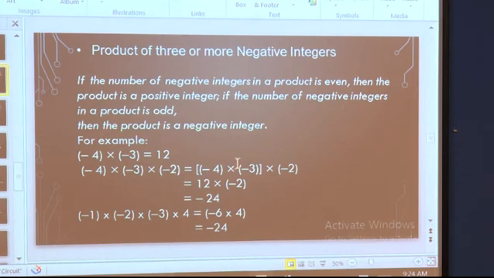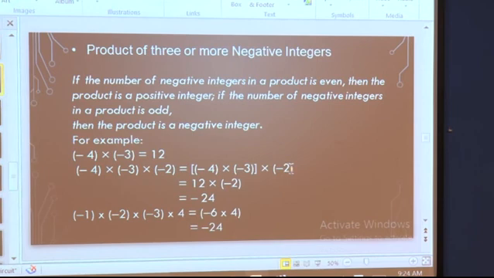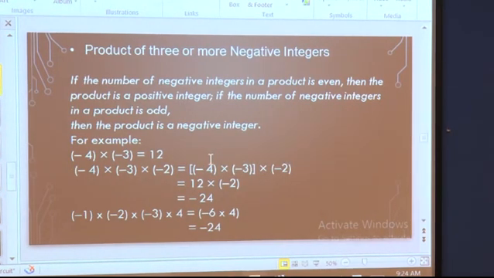So we will make a grouping of this, because we have learned many properties before. So -4 into -3, this is one group, multiplied by -2. So you can solve this. What will be the answer of this? Yes, 4 multiplied by 3 is 12. When it is 2 times, because we are learning the properties, minus multiplied by minus is plus 12, multiplied by -2. So here we are multiplying the remaining integer, what is left over. So 12 multiplied by -2, very easy.